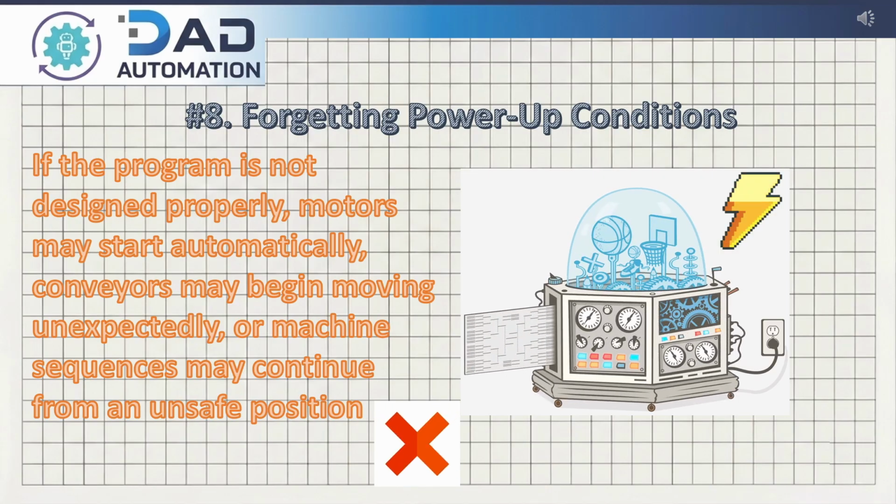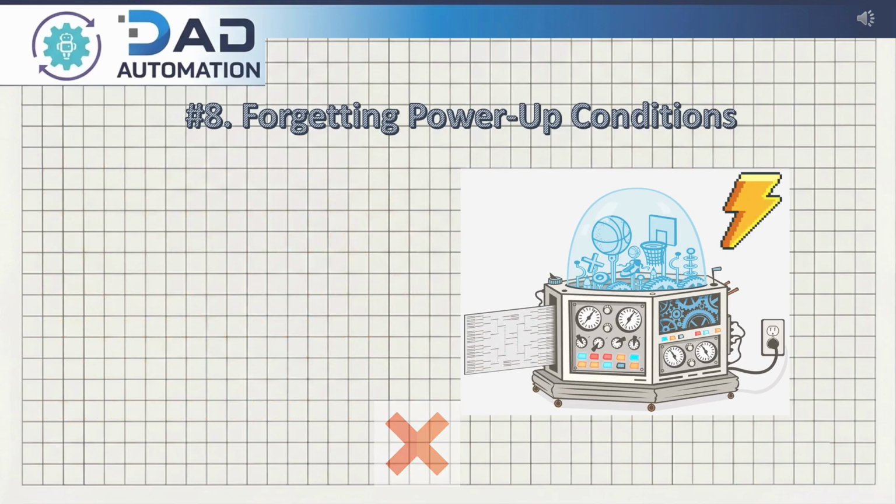Another example is a pneumatic cylinder. Suppose the cylinder was halfway through its movement when power was lost. When power returns, the PLC should not assume the cylinder is in the correct position. Instead, it should verify the actual sensor status and safely restart the sequence.